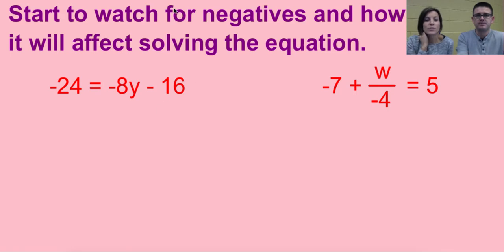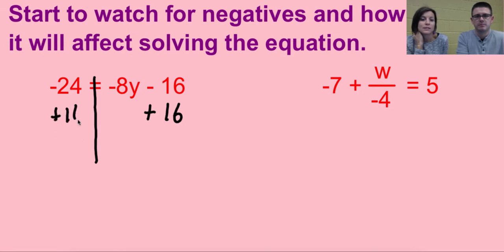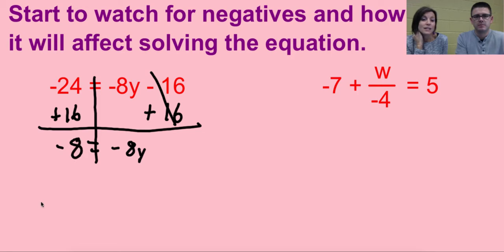All right, we are going to follow the same steps we did in our last video. We're just going to watch out for those negatives and how they're going to affect us in solving the equation. So we've got negative 8y minus 16 is equal to negative 24. We're going to start off by adding the opposite of a negative 16. So plus 16 on both sides, please. Simplify, cross that zero pair out, and negative 24 plus 16 is going to give us a negative 8. So we have negative 8 is equal to negative 8y.